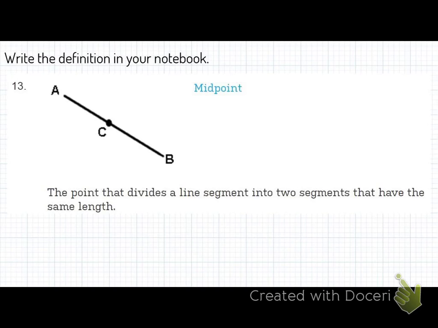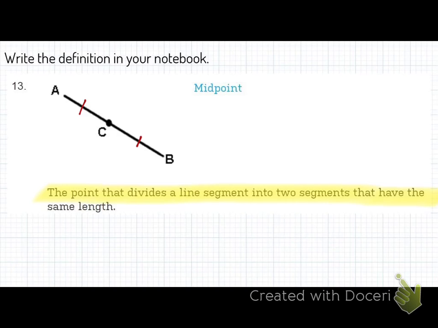So, the definition here, we would definitely want to have the exact definition here, so we all know exactly what we're talking about. The midpoint is the point that divides a line segment into 2 segments that have the same length. So when you see how C is right here in the middle, originally we had a big line segment called AB all the way across. What this does is if we cut it right in half, right at C, we're going to have 2 equal pieces. This one's going to have the same length as this one here.